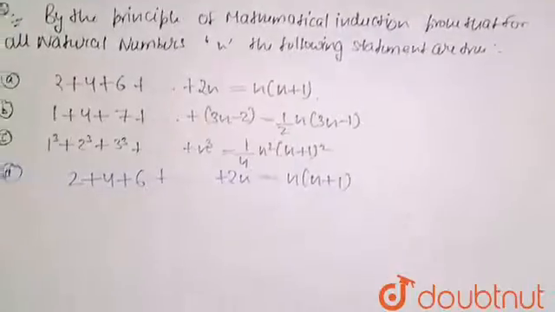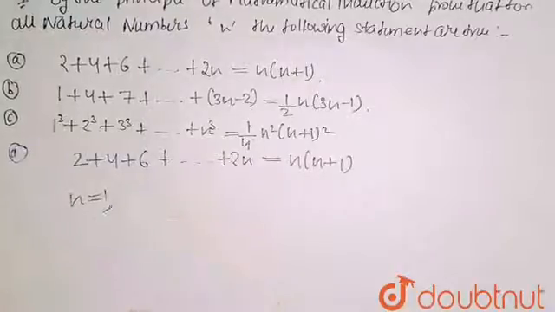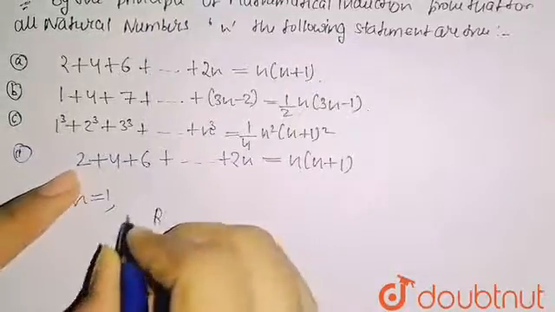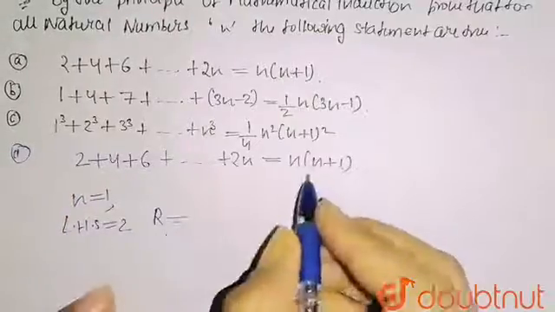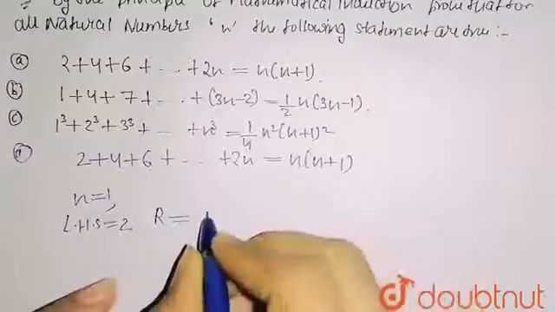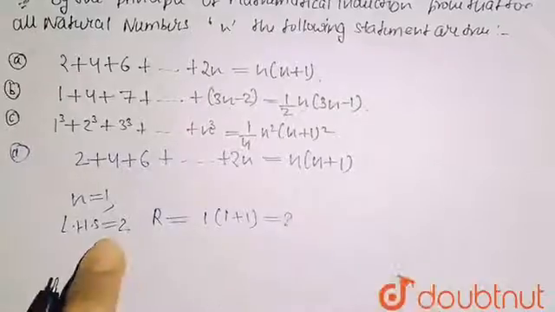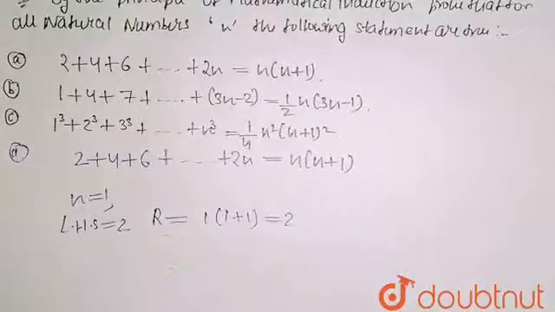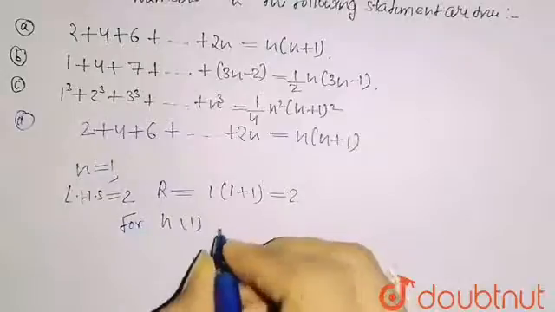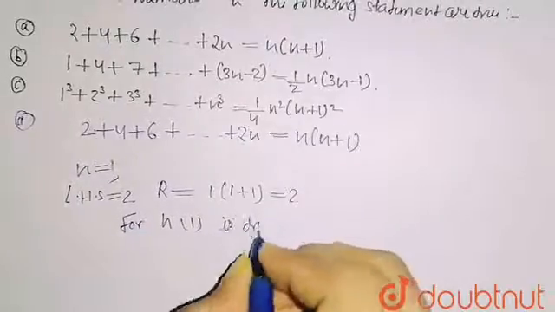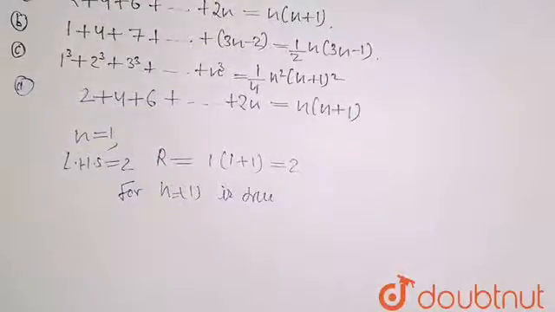What we will do here is first prove it for n equals 1. My LHS is 2. For my RHS, in place of n you have to put 1, so 1 plus 1, I am getting 2 here. It means my LHS is equal to RHS. So for n equals 1 the statement is true.